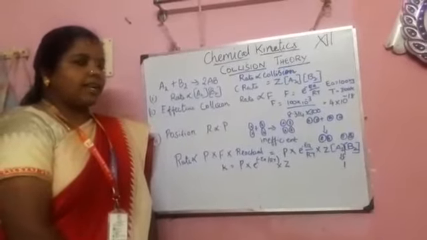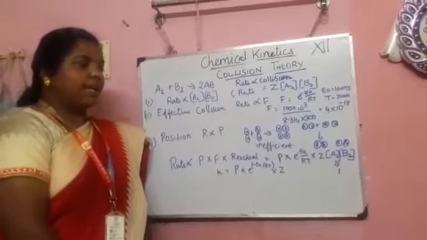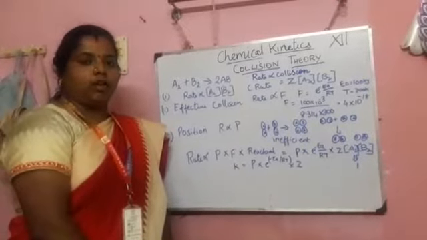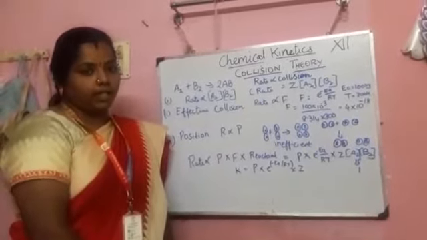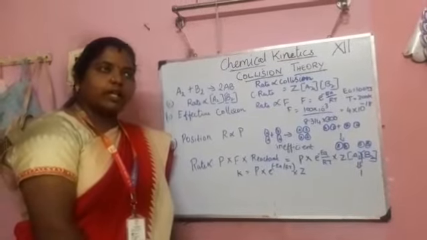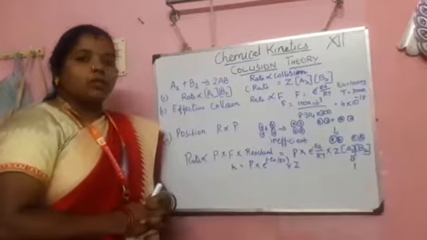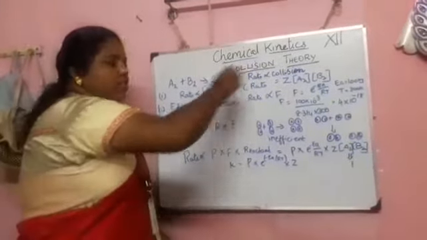Today, for the 12th standard, I am going to explain the topic of chemical kinetics. In the last two videos, we saw the rate law, rate constant, order, molecularity, the difference between order and molecularity, and then pseudo-order reactions, etc. Today, we are going to see the collision theory.